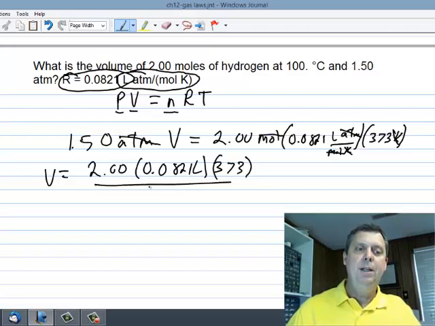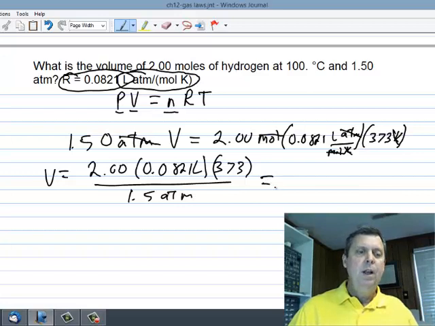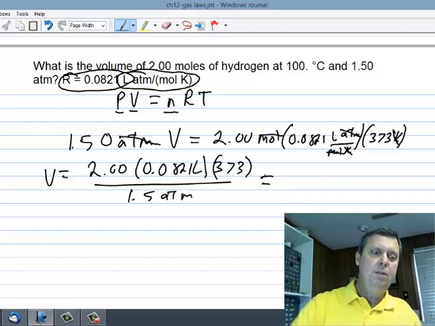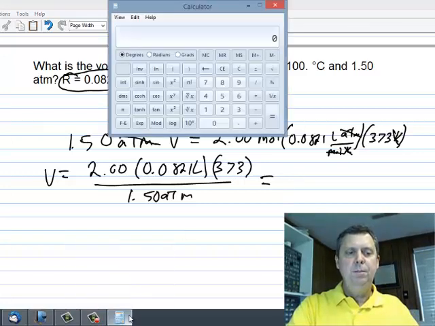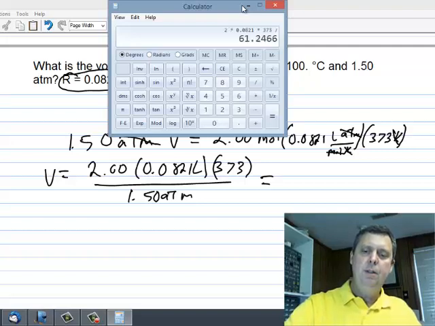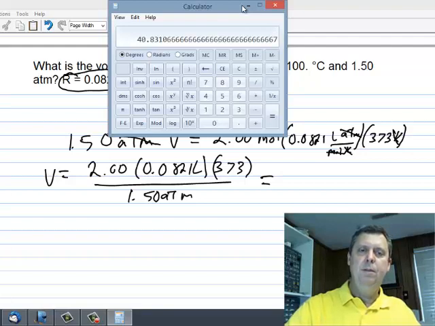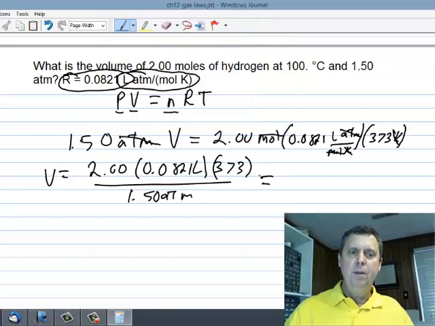And we need to divide by 1.5 atmospheres to give our final answer. Let me pull up a calculator and put this in. We've got 2 times 0.0821 times 373 divided by 1.5, and we get 40.8 liters. Should be 3 sig figs.